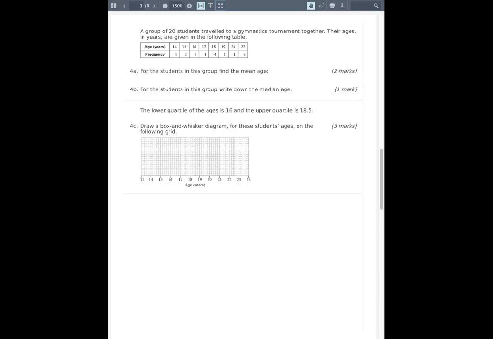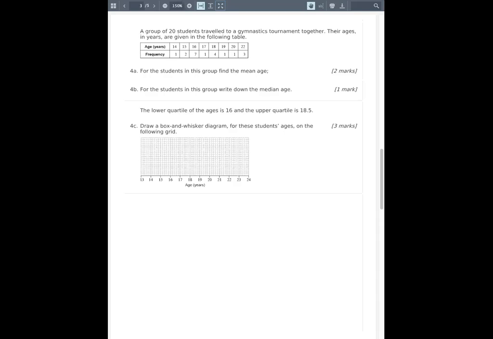All right, so for the first thing we would need for the box and whisker plot is your minimum and maximum. In this case, your minimum is 14 and your maximum is 22. So you draw 2 dots at 14 and 22. And then usually, in this case, they give you your lower quartile and upper quartile. So you would draw a line at 16 and then a line at 18.5.